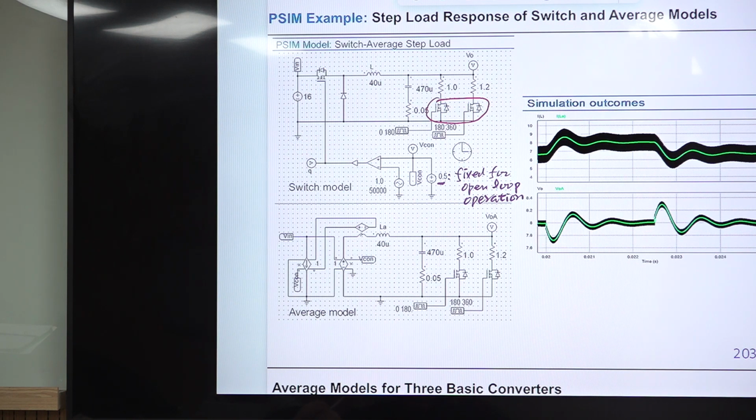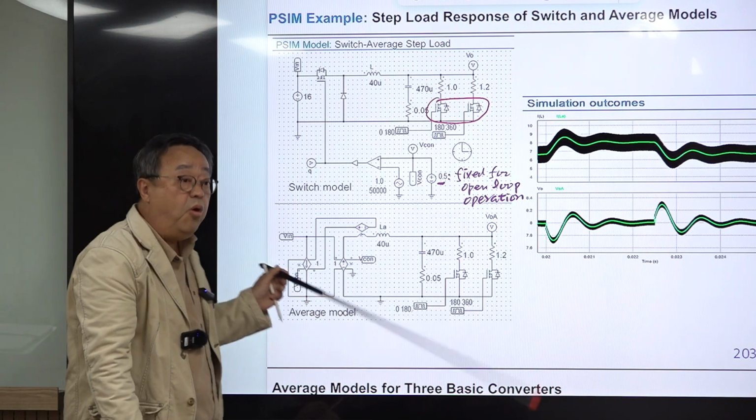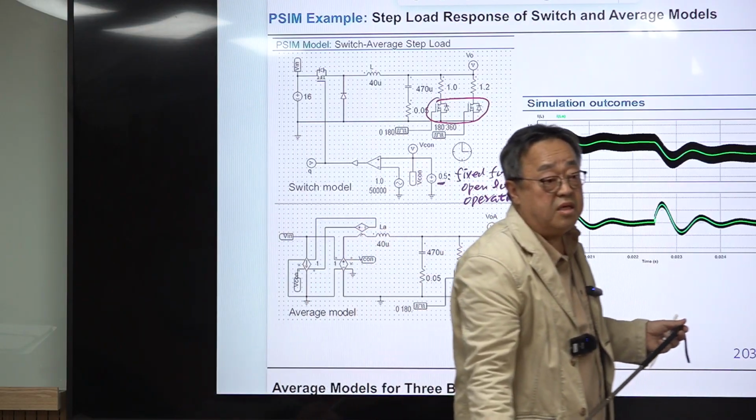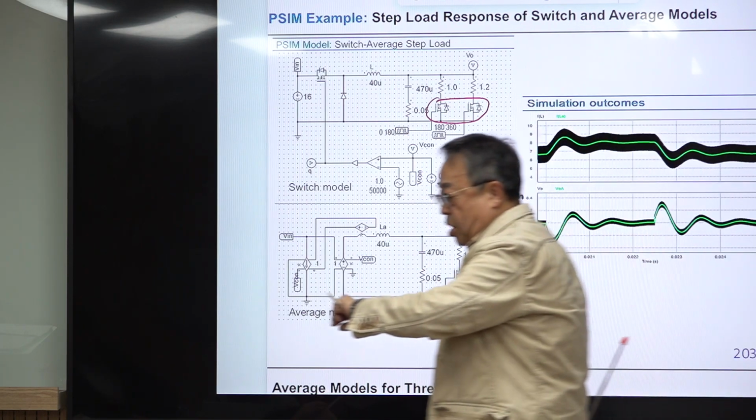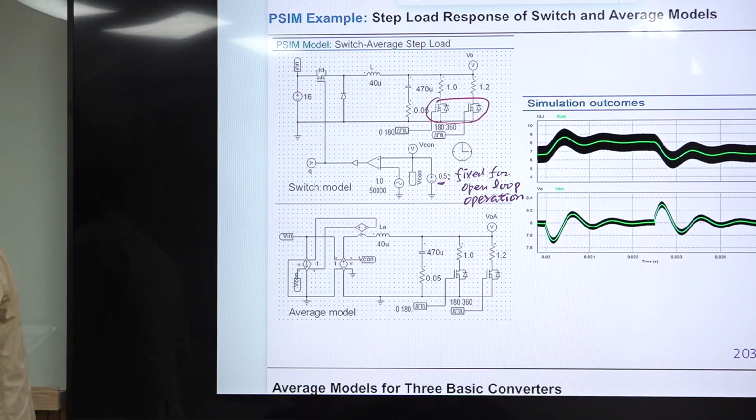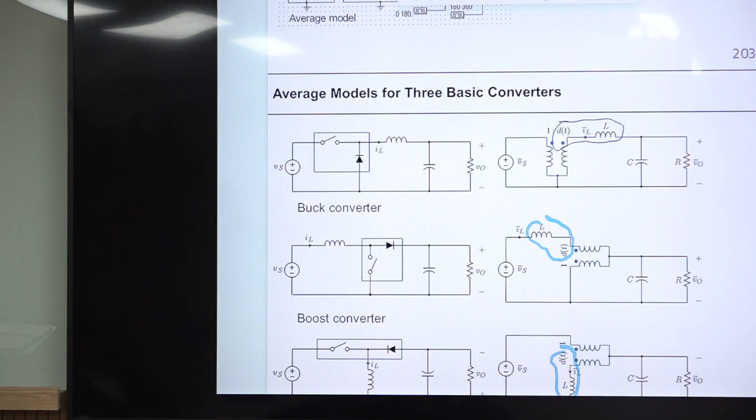The average model is basically non-linear, so you can use it for very large disturbances, large state changes. There is no limitation because the average model is a non-linear model. Later on, you will see the small signal model. The small signal model can be used for the time domain response in a limited range. All right, we take a 2-minute break and come back to finish up the remaining part of this topic.